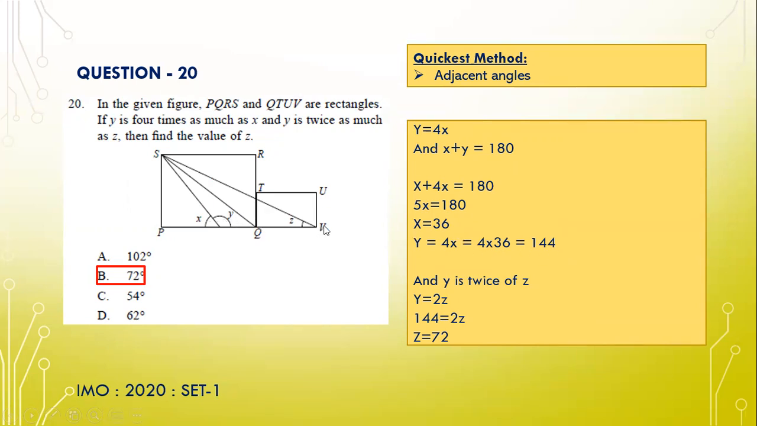And y is twice of z. So y is 2z. So 144 is equal to 2z. So z is 144 divided by 2, which is 72.